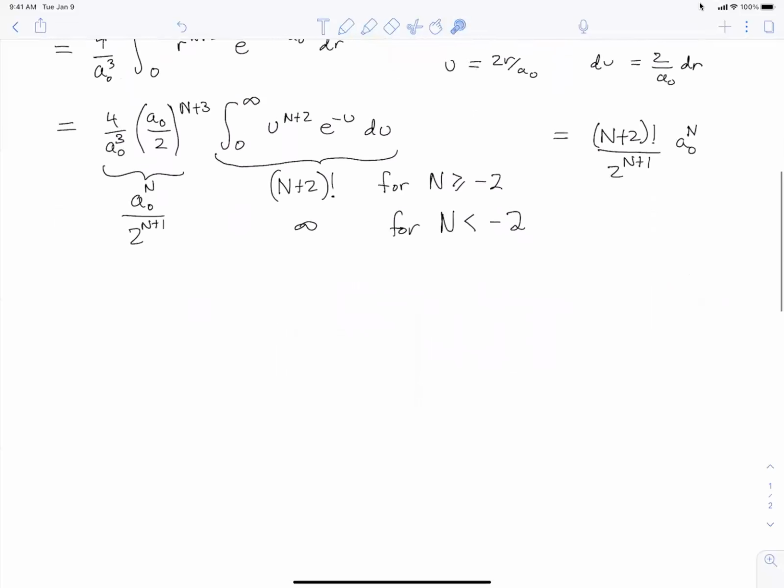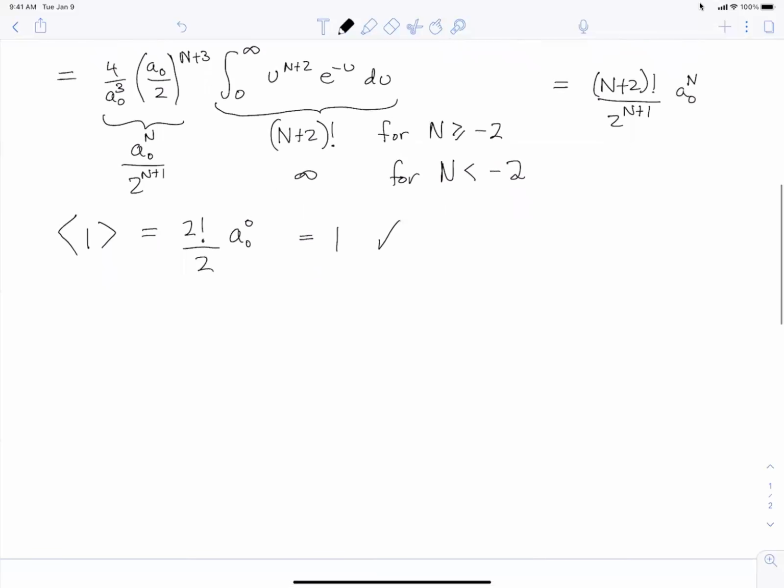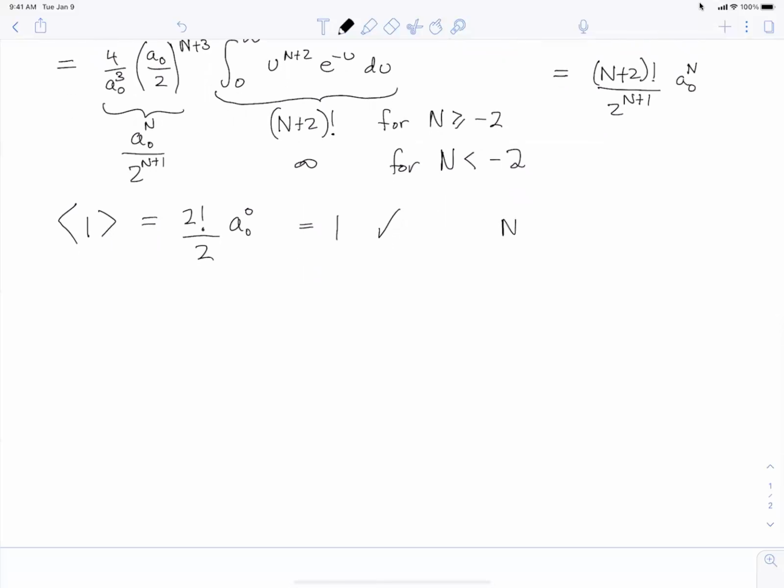And now we can look at some specific cases, including some checks. So one thing we can do is plug in n equals 0. And then we're computing the expectation value of 1. According to our formula here, that's 2 factorial over 2 times the Bohr radius to the 0th power, which is all equal to just 1. And that's a check because really what we're doing there is just calculating the norm of the state. And the norm of the state was designed to be 1.